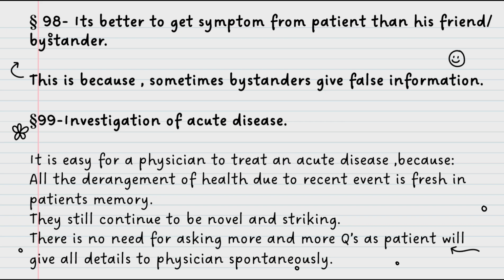99 is investigation of acute disease. It is easy for a physician to treat an acute disease because, why? 1. All the derangement of health due to a recent event is fresh in the patient's memory. That is a key point. 2. They still continue to be novel and striking. 3. There is no need for asking more and more questions, as the patient will give all the details to the physician spontaneously. So it is really easy, isn't it?